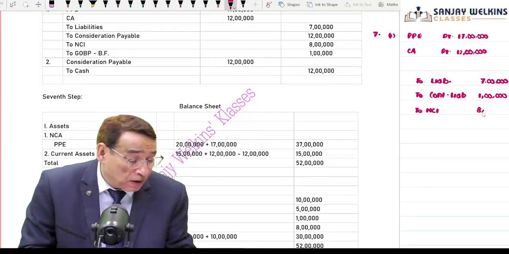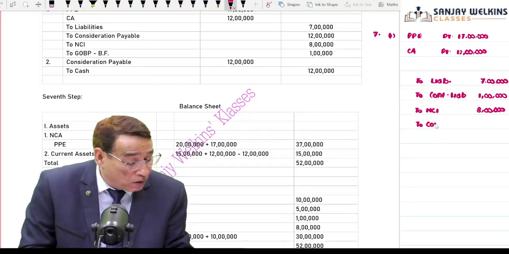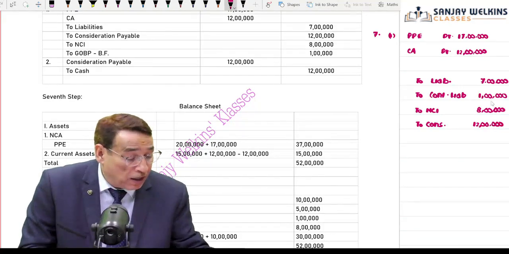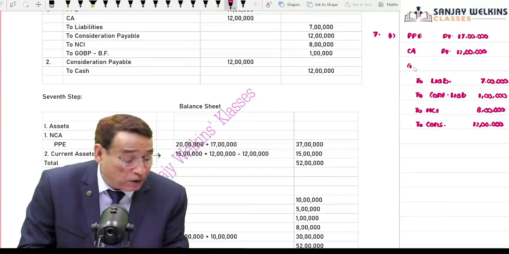NCI share is equal to 8 lakh. So I'm going to write here 8 lakh. Then I'm going to write here consideration. Amount of consideration is 12 lakh. Now in this particular case, this is 29 lakh and this is 8 and 8, 16 and 12, 28 lakh. So this time the balancing figure is not coming over here.